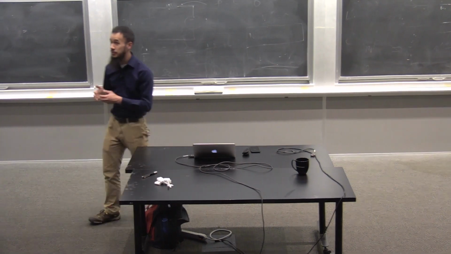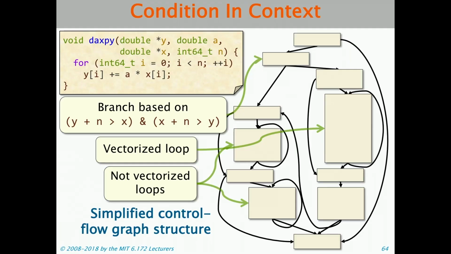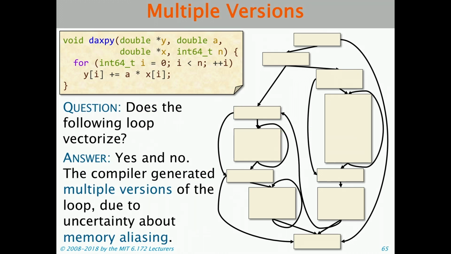So going back to our original looping code, we have a branch based on whether or not they alias. In one case, it executes the vectorized loop, and in another case, it executes non-vectorized code. In particular, it executes the vectorized loop if they don't alias. So returning to our original question, does this code get vectorized? The answer is yes and no. If you voted yes, you're actually right. If you voted no, and you were persuaded, you were right. And if you didn't commit to an answer, I can't help you.